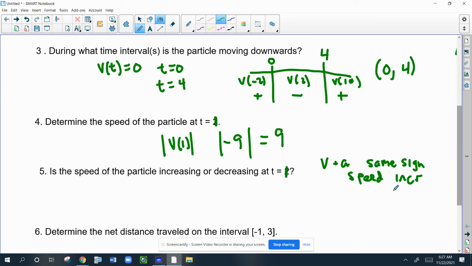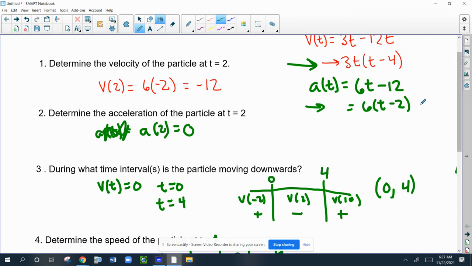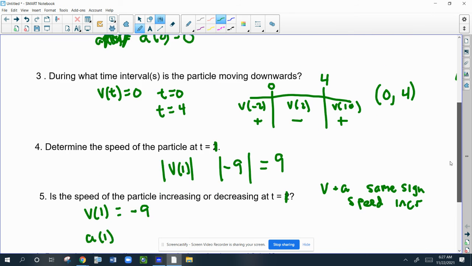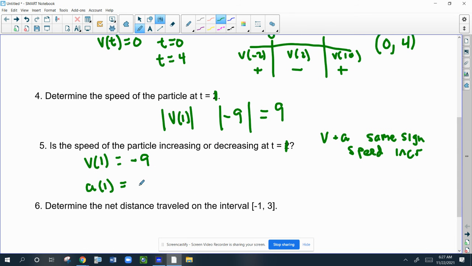So all we have to do is figure out what the velocity at 1 is and the acceleration at 1. Well, we figured out the velocity at 1 was -9 from up here. The acceleration at 1 from the acceleration equation would be 6 times -1, which is -6. Since these are the same sign, you can then conclude that speed is increasing at t equals 1. So that's the first 5 questions.